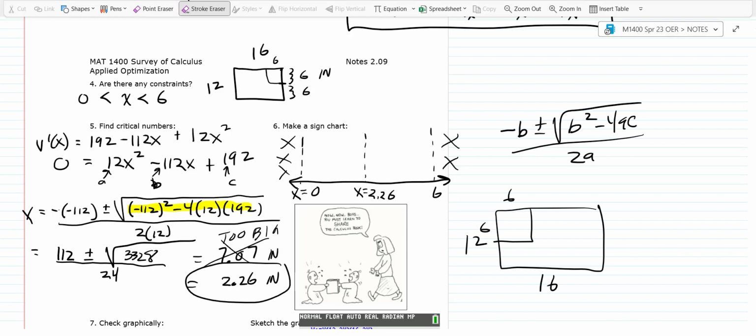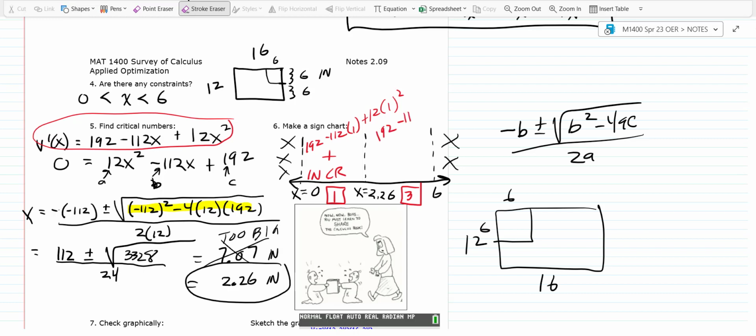Okay, so what we'll do is we're going to plug test points in. And I'm not going to show the work on this. You would just plug into your derivative. So you would do 192 minus 112 times 1 plus 12 times 1 to the second. That would be a positive, so that tells you the function increases. You could pick a test point here. We'll use 3. So if I do 192 minus 112 times 3 plus 12 times 3 to the second, that's a negative, so that means we decrease. Okay?